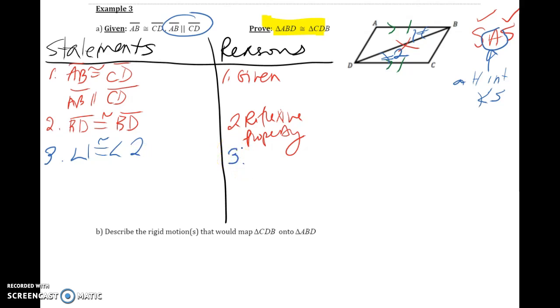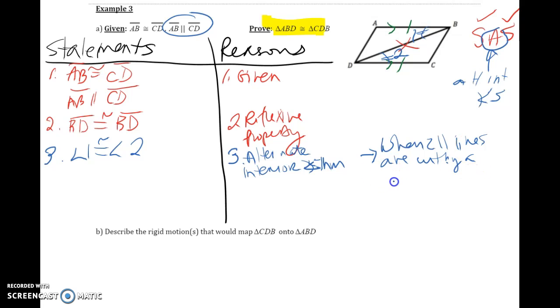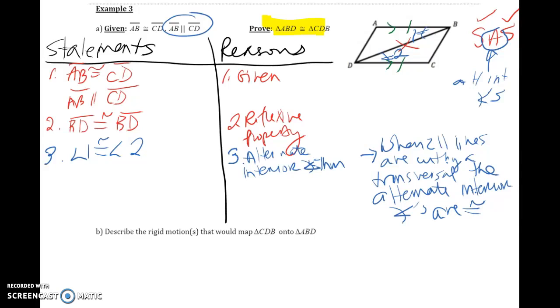And the reason being is, again, I have two options. I can state alternate interior angle theorem, or I can state what that says. If you don't remember which one it is, you have to state what it says, which says when two parallel lines are cut by a transversal, the alternate interior angles formed are congruent. So because I'm given that those lines are parallel, I can say that those alternate interior angles are congruent.